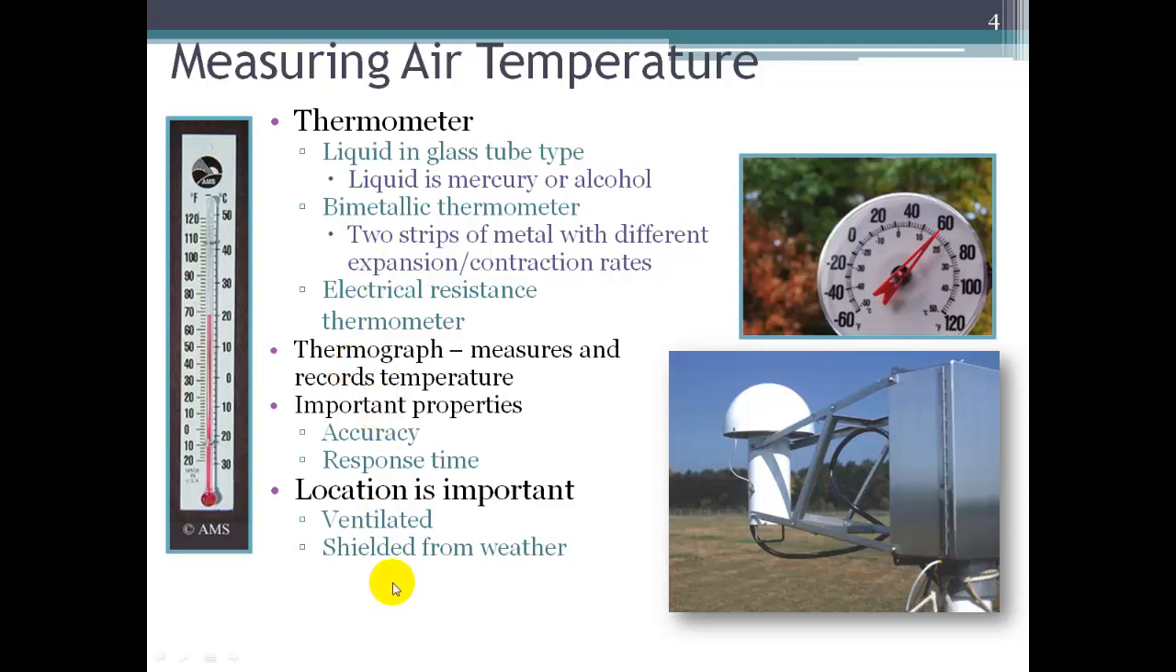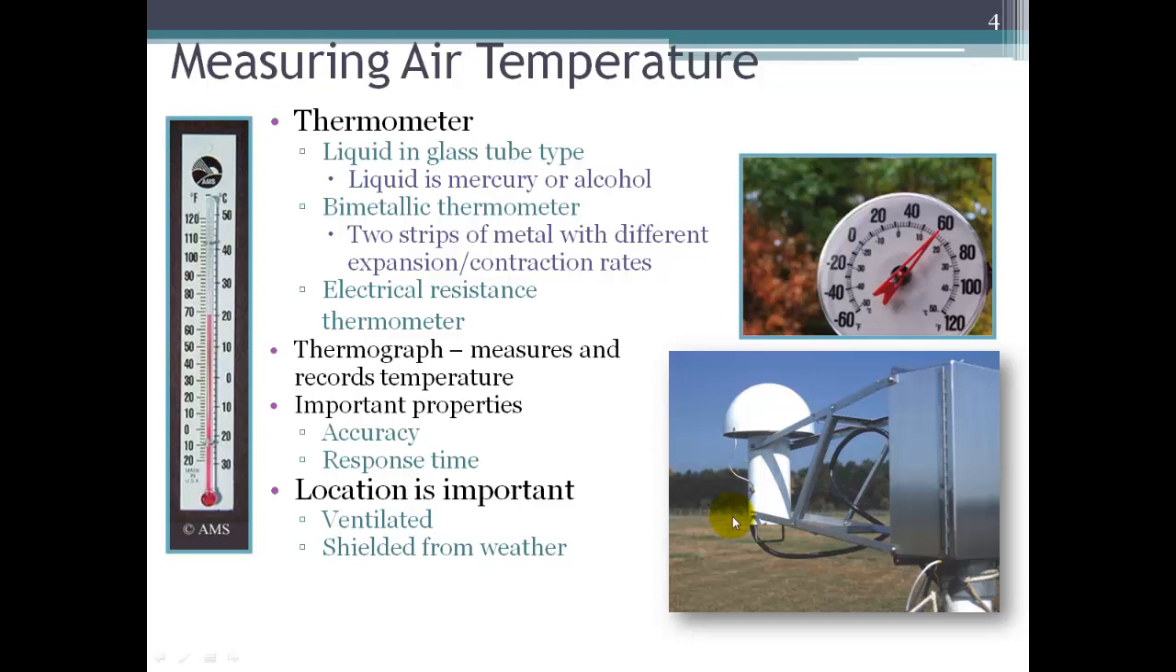Whatever the method of observing temperature, you want to be aware of the accuracy of the device and its response time. How quickly does it respond to changes in temperature? For outdoor locations, it's important to make sure the device is properly located. It has to be far from a forest or vegetation. It has to be over a natural material, not over blacktop or some other man-made surface. And it has to be ventilated.